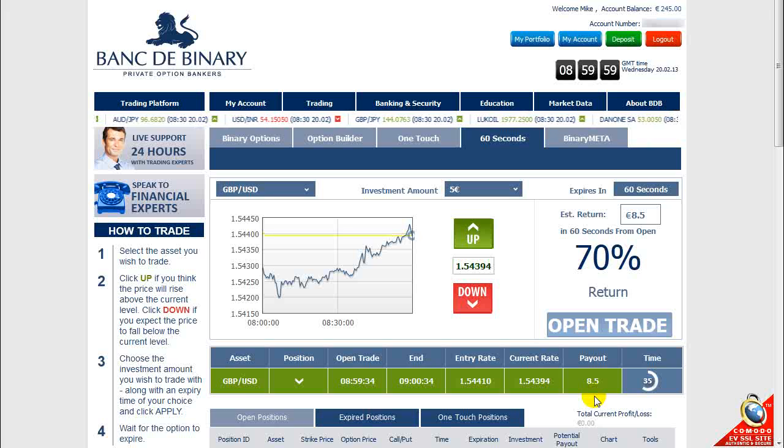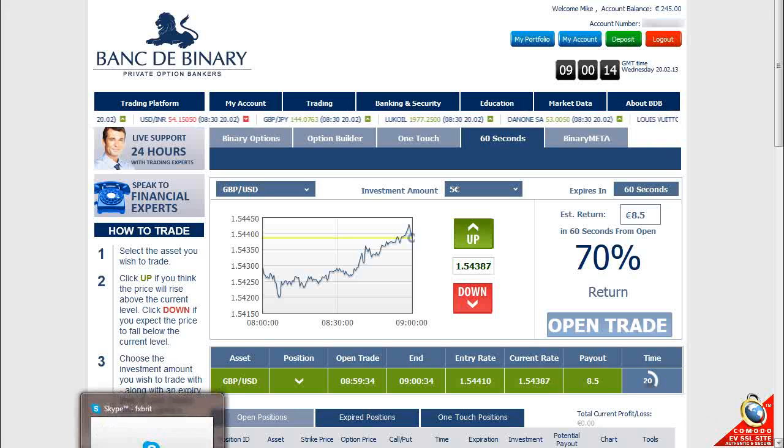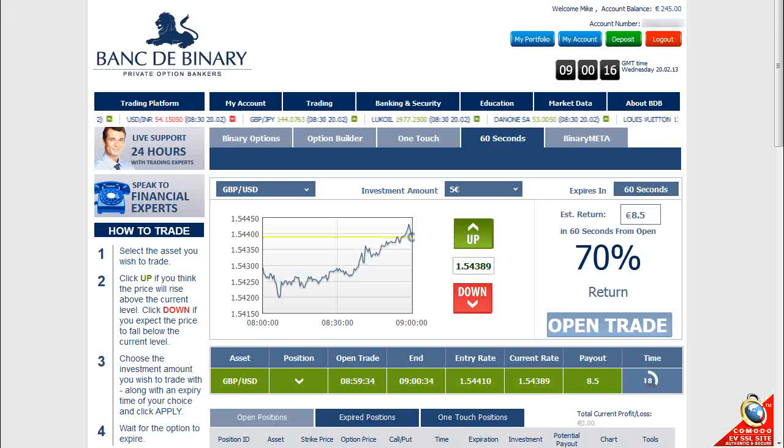Okay, now, whenever you see this in green, this green here, this means that we're in a winning trade. And you can see right here, this is the time elapse here. Look, you see how it's elapsing here? This is the time, the countdown. So we've got 25, 23, 22 seconds left here in this particular options trade.